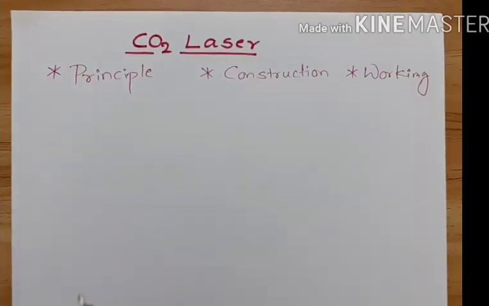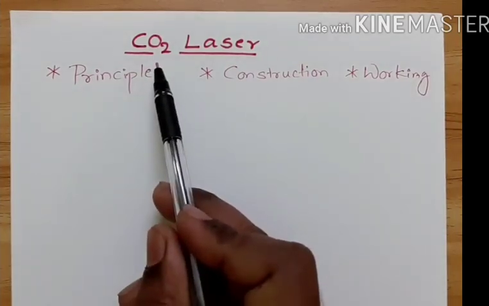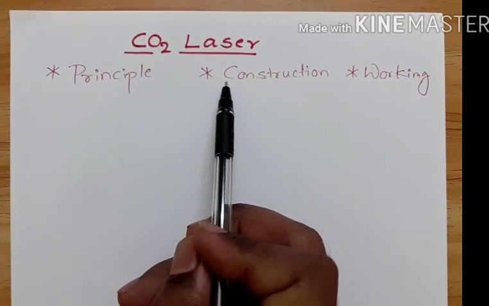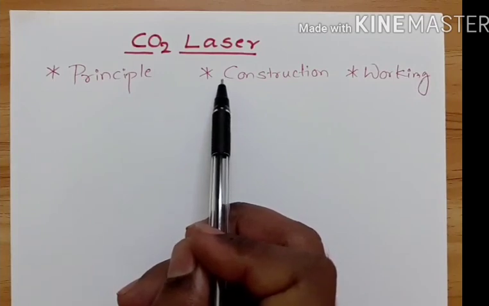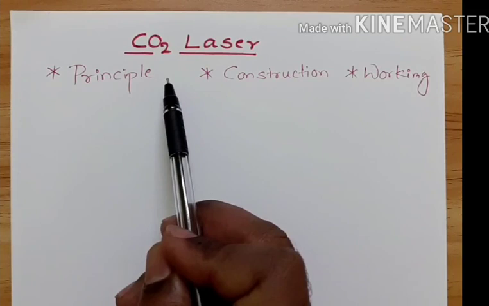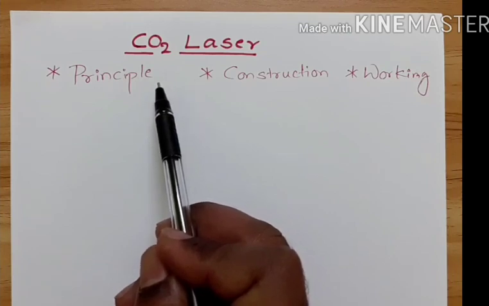Hello everyone. Now we will see the carbon dioxide laser. This includes three parts: the basic principle of carbon dioxide, its construction, and its working. In many industries, the carbon dioxide laser is used for welding, for drilling, and for cutting. I have given the link in the description of where carbon dioxide lasers are used as different tools.